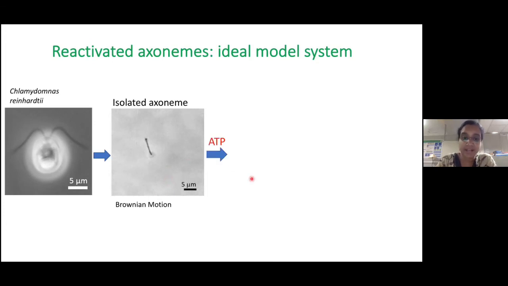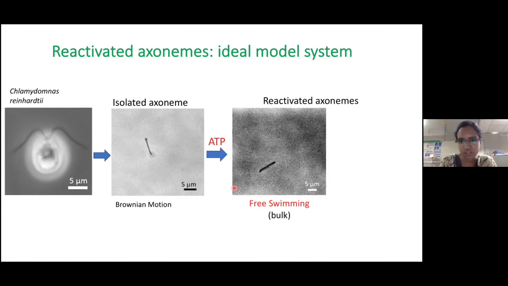But if you add a source of energy, which is ATP here, then because the motors are all along the filament, they can use this source of energy and work. And so essentially a free cilium will be able to swim through the fluid.